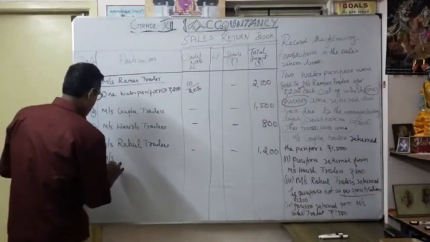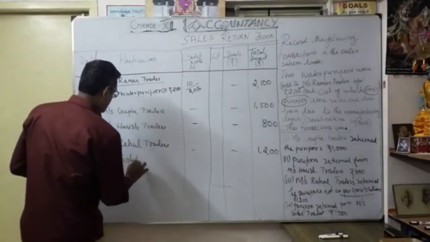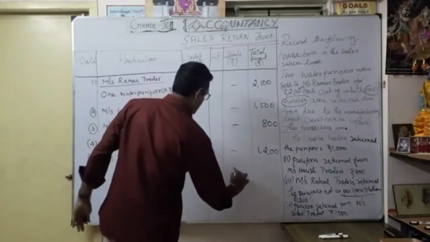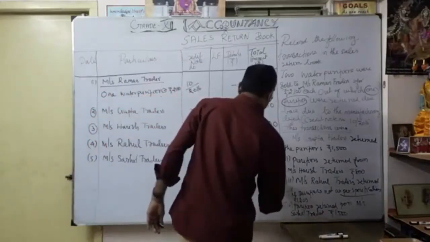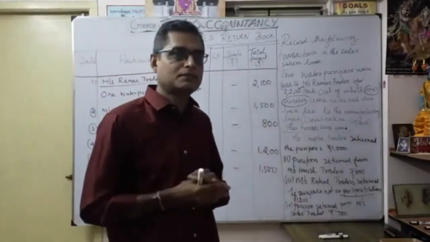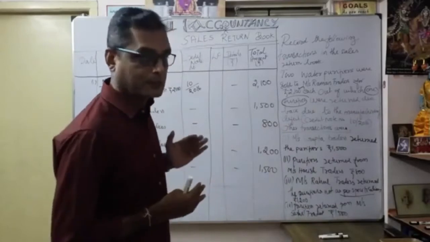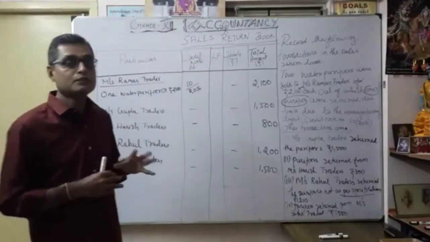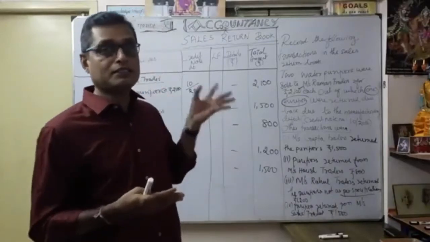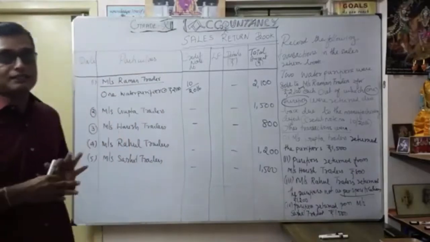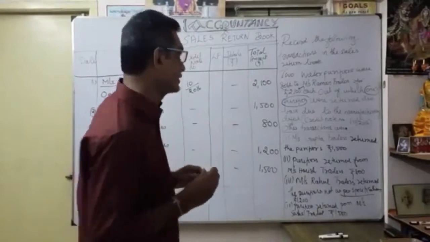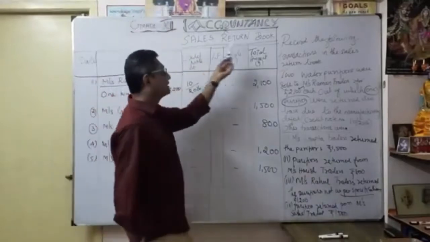So there is no credit note number. How much? 1,500. Now we have recorded all the goods returned by the customers in the sales return book. What type of goods? All are goods sold earlier on credit. You enter only credit sales, not cash sales. Any returns are of credit sales, not cash sales. That is very important, that's why we record them under the sales return book.